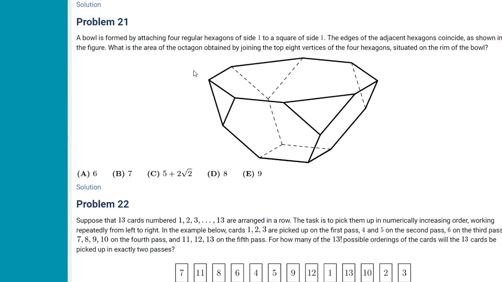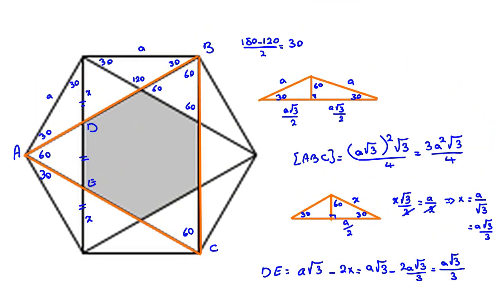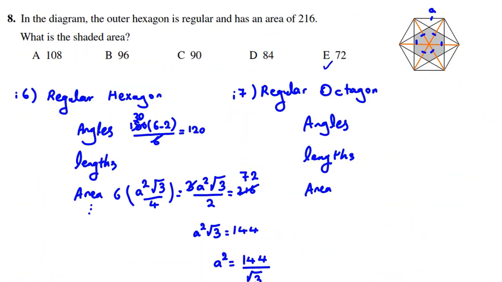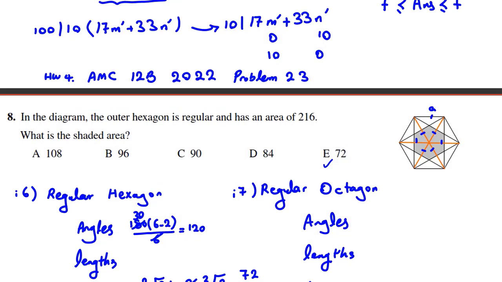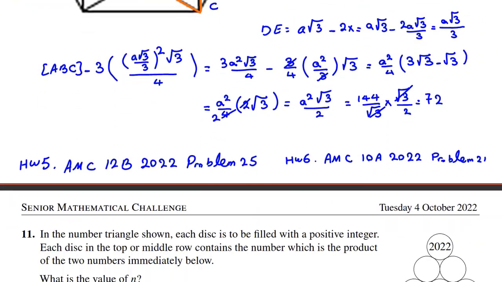Okay, another homework that again is related to those things is problem 21 from AMC 10A. It can be useful. Okay, homework 6, AMC 10A 2022, problem 21. You can do these two homeworks, and also we have some problems harder than this in AMC and other exams, in BMO.